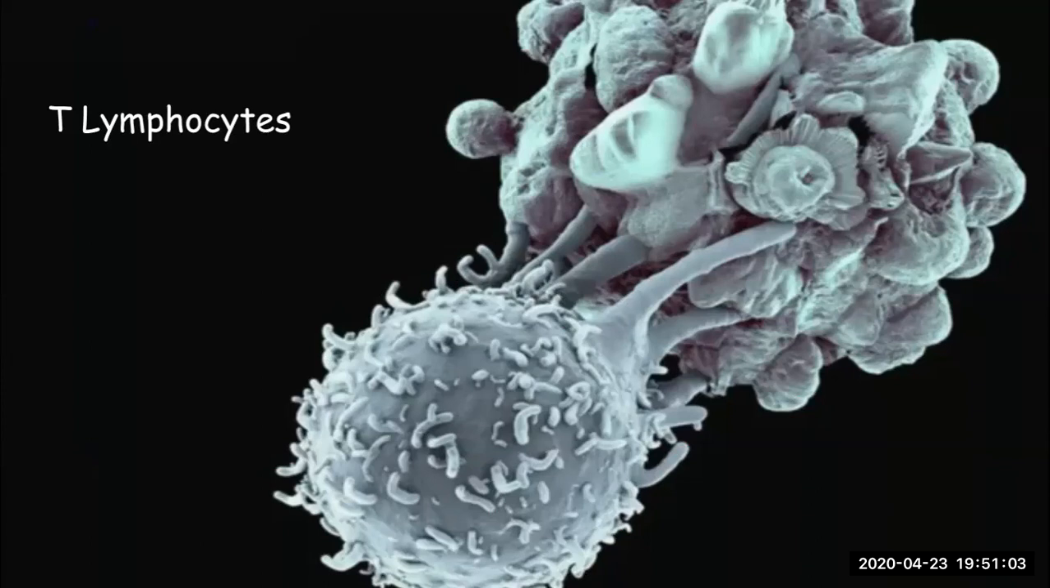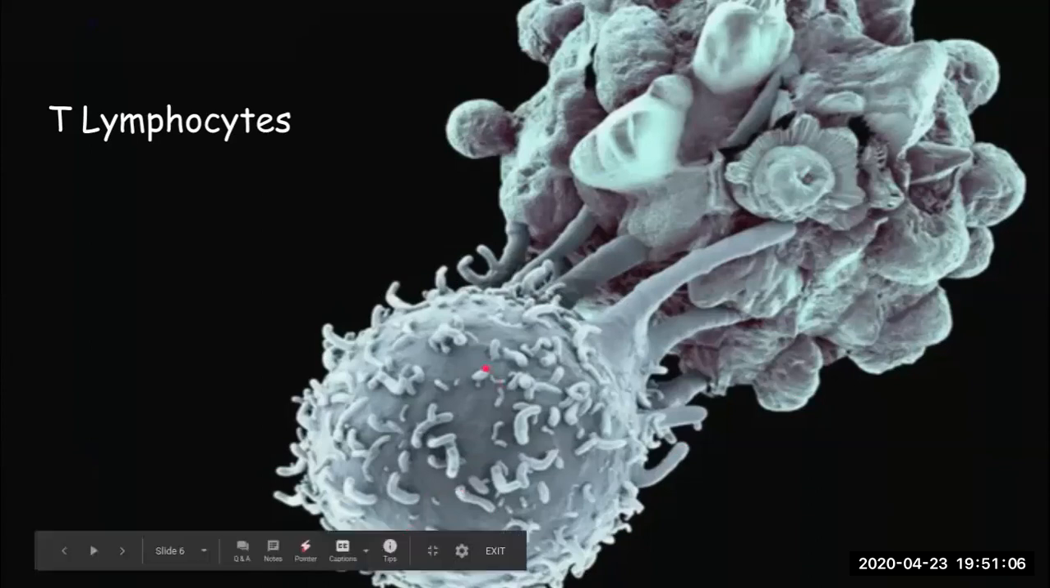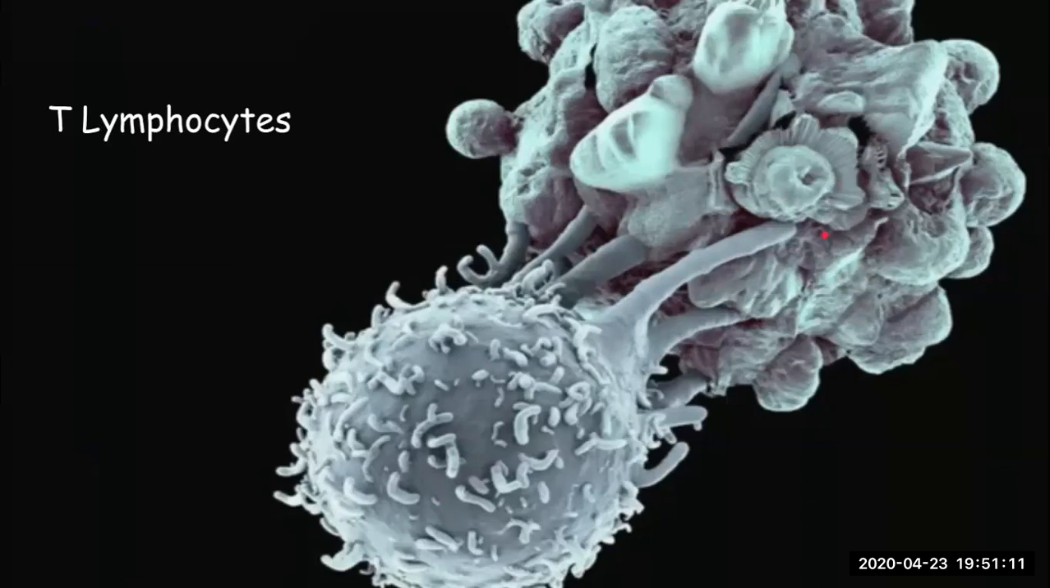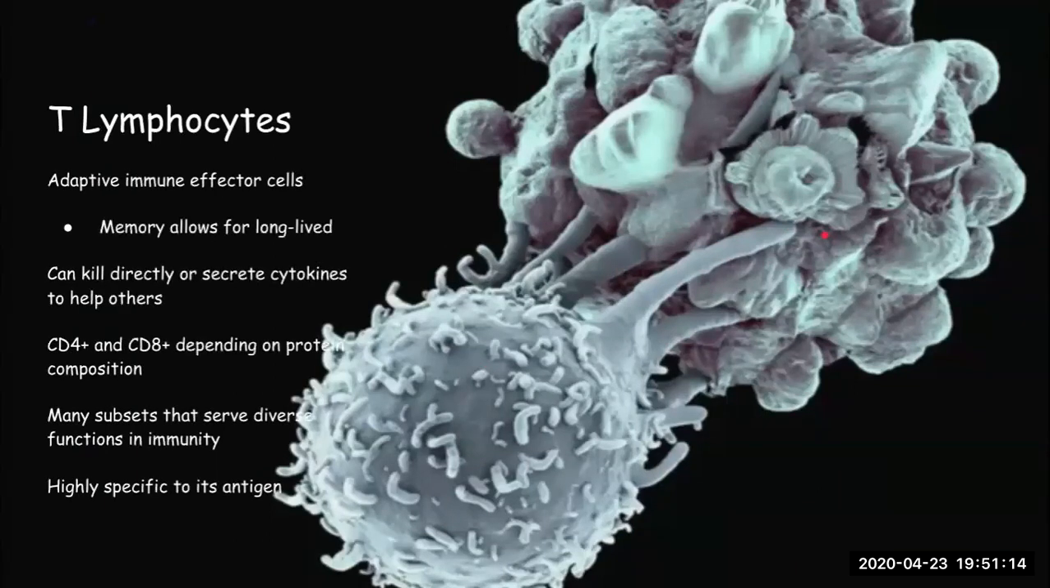Again, another scanning electron image of a T cell, and this is interfacing with, I believe the caption said it was a cancer tumor cell. These are really the superheroes of the immune system. These are what we call effector cells, just like the B cells would be. And they live for a long period of time as memory cells once they've been activated. They can directly kill cells, like CD8 positive T cells will directly kill host cells that are virally infected. But they can also secrete cytokines and direct the development of other portions of the immune system.